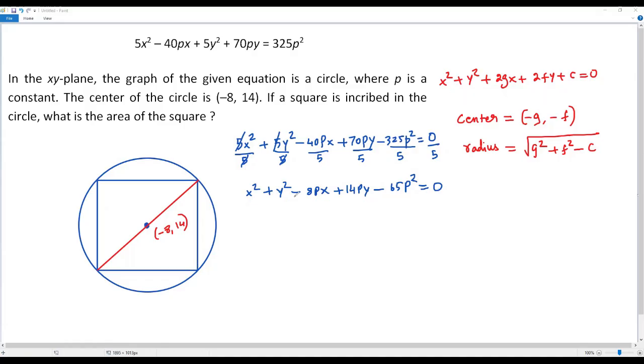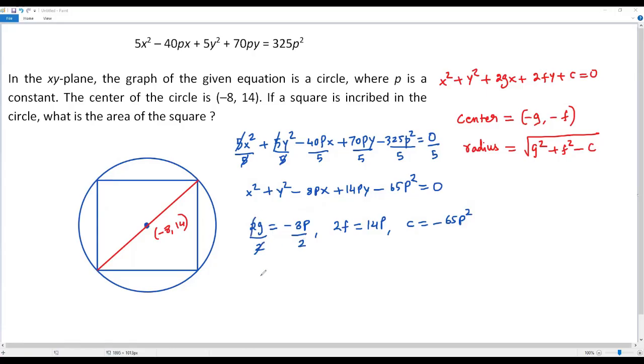Okay, now let's consider the coefficient of x, that is −8p. Here the coefficient of x is 2g. In place of 2g, we have −8p, so 2g = −8p. And in place of 2f, the coefficient of y, we have 14p. Then we have 2f = 14p. And in place of c, we have −65p². Then c = −65p². Okay, here let me divide both sides of this equation by 2 to solve for g.